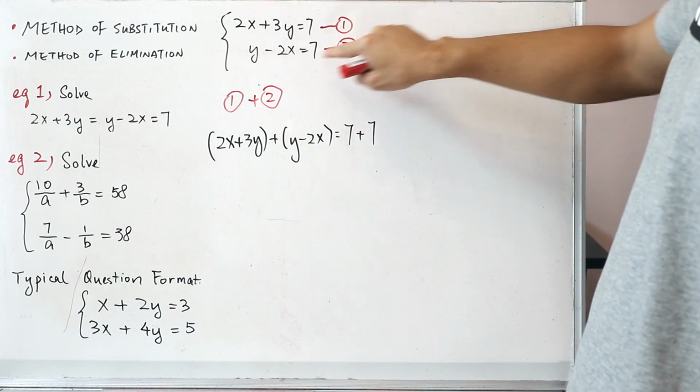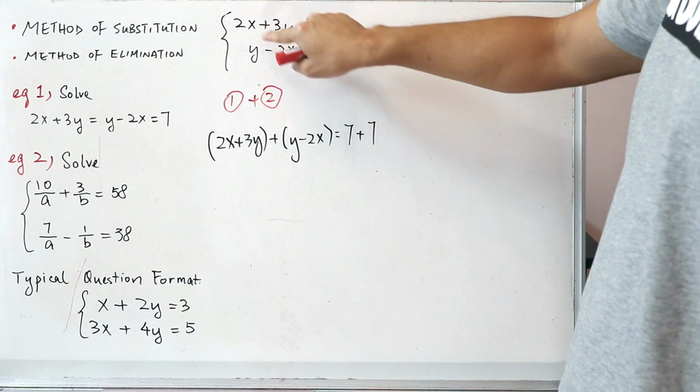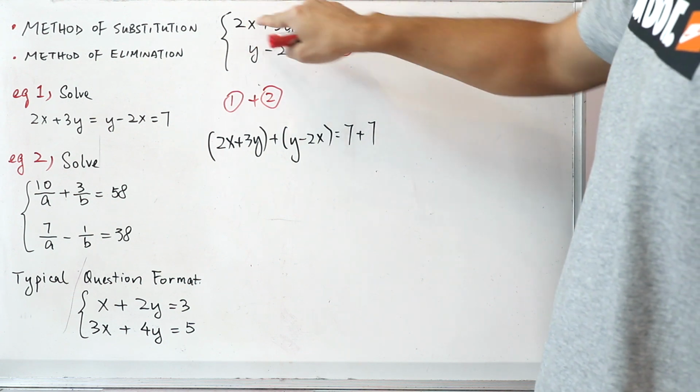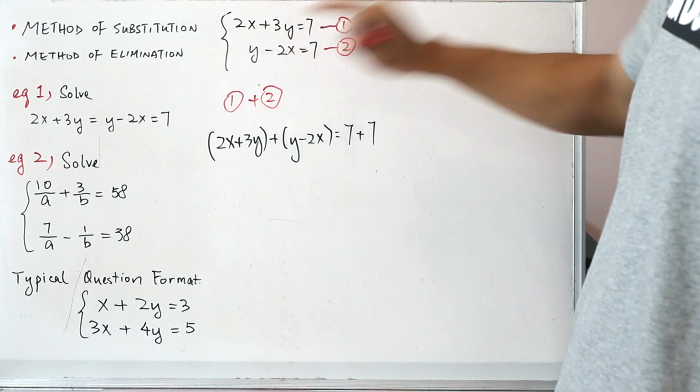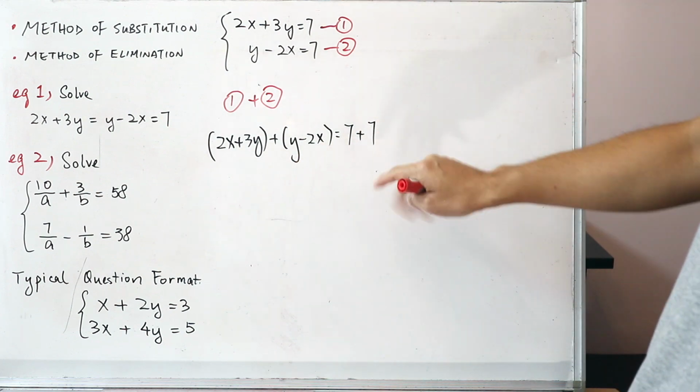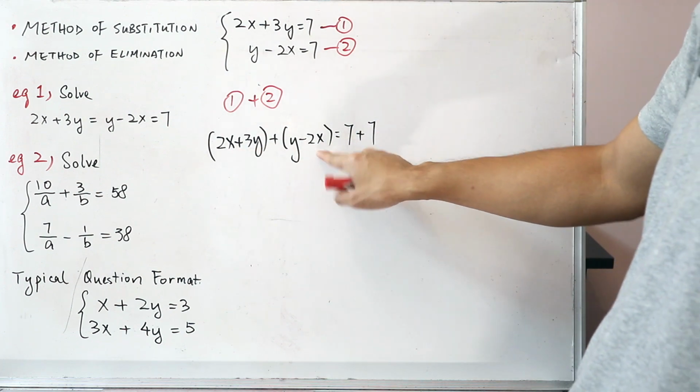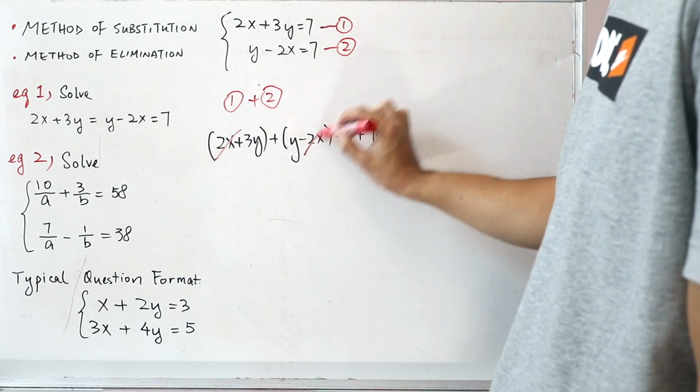The beauty of adding 1 and 2 is I can see that for equation 1, there's a 2x, and in equation 2, there's a minus 2x. If I add these two together, the 2x and the minus 2x will cancel each other out. This is exactly what we see here. We have a 2x, we have a minus 2x. So these two cancel out.